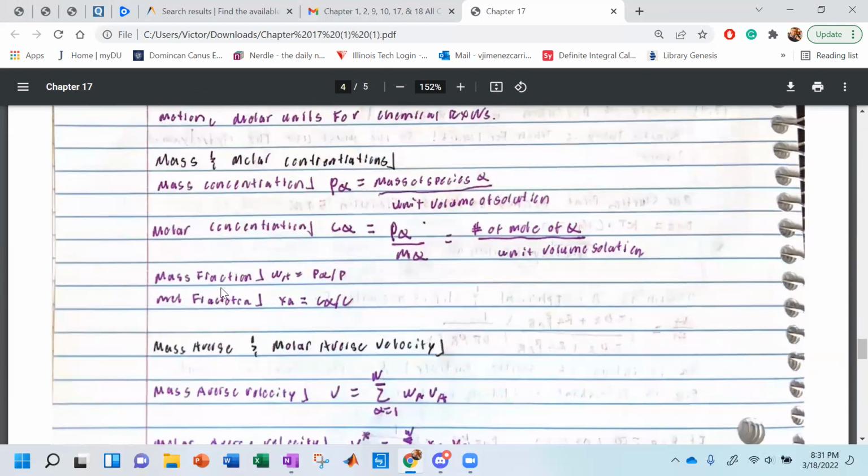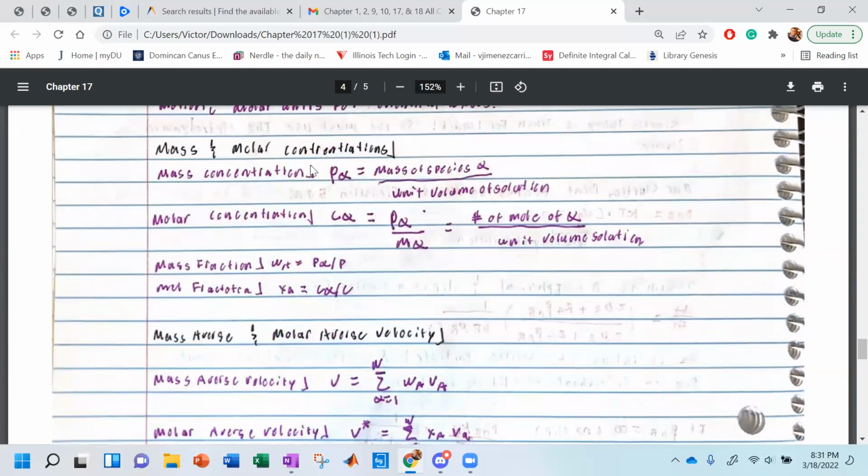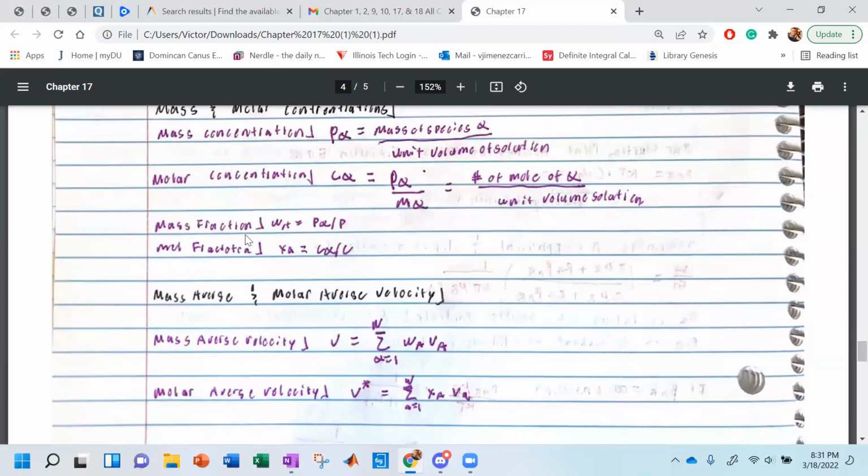We're chemical engineers. So basically, a mass concentration is the mass of species A divided by the volume of the solution. A molar concentration is the number of moles of said species divided by the volume of that solution. A mass fraction is just literally the partial mass divided by the total mass. Similarly, x_A is just the partial moles of A divided by the total.